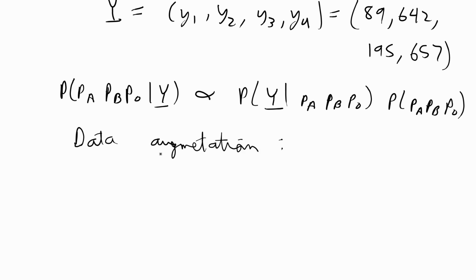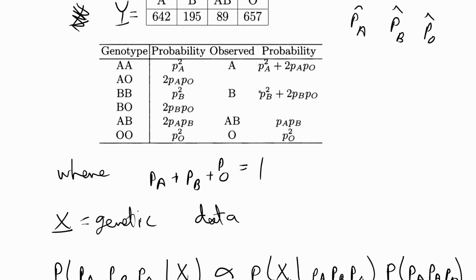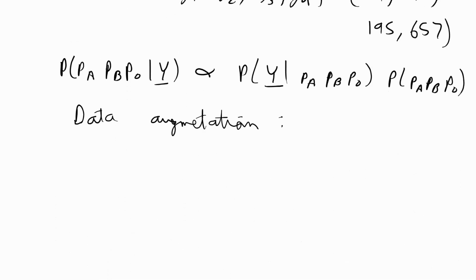Data augmentation, as the name implies, basically means we're going to try to add to our sample data that we have. So we're going to try to augment it to be able to form a complete likelihood. If we go back to the data that we do observe, AB, we do observe O. But for A, we don't know if someone is AA or AO, and for B, we don't know if someone is BB or BO. So in that case, we have 2 missing variables.